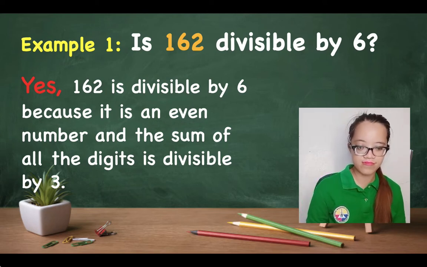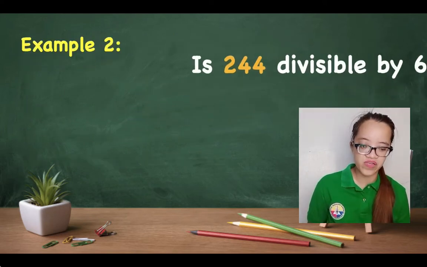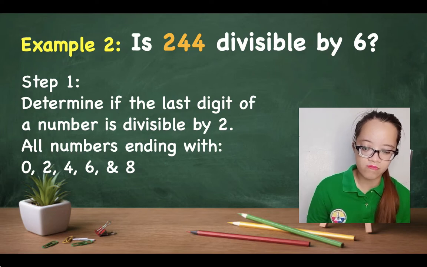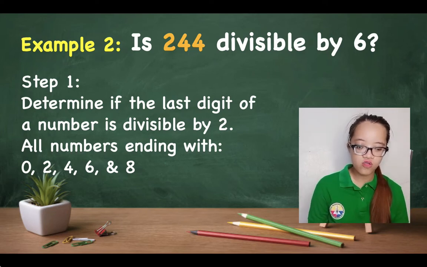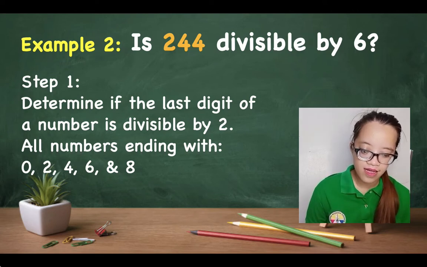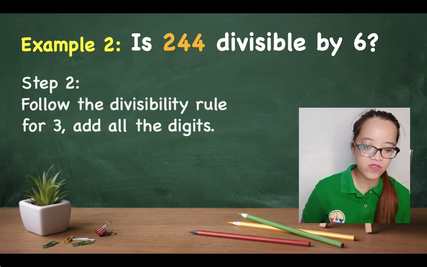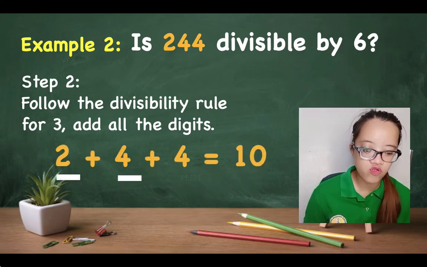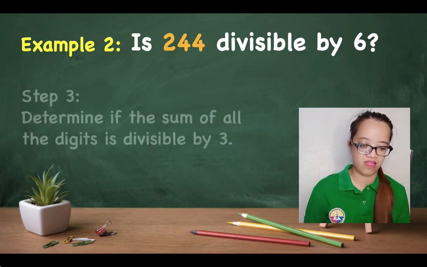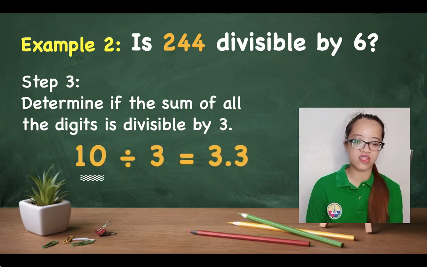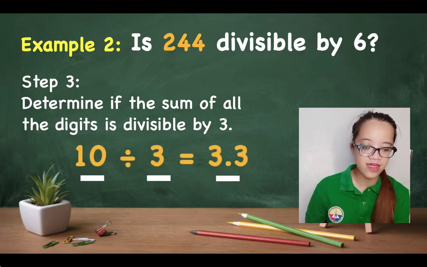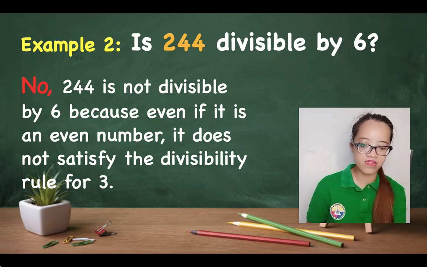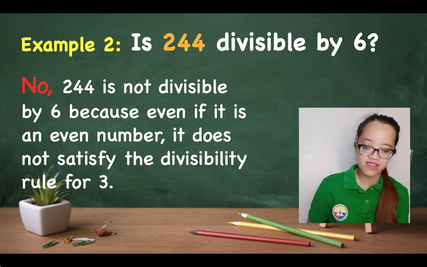So 162 is divisible by 6 because it is an even number and the sum of all the digits is divisible by 3. Another example, is 244 divisible by 6? Step 1. Determine if the last digit of a number is divisible by 2. All numbers ending with 0, 2, 4, 6, and 8 are divisible by 2. Step 2. Follow the divisibility rule for 3. Add all the digits. 2 plus 4 plus 4 equals 10. Step 3. Determine if the sum of all the digits is divisible by 3. 10 divided by 3 equals 3.3. So, 244 is not divisible by 6 because even if it is an even number, it does not satisfy the divisibility rule for 3.